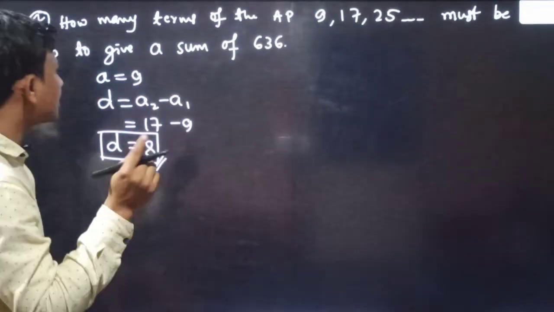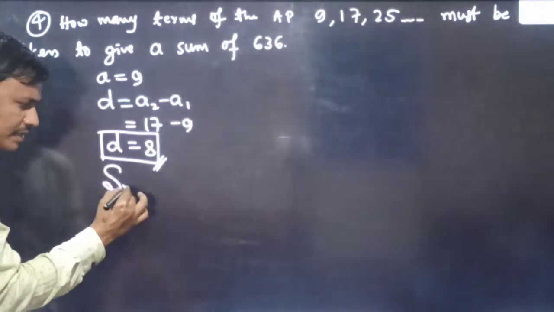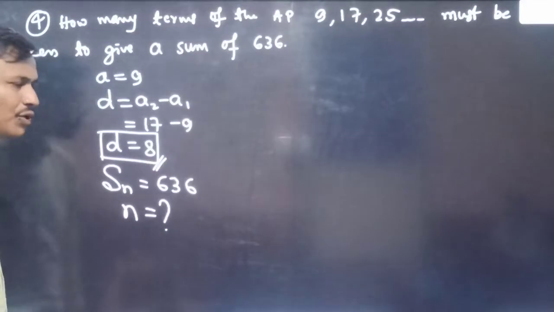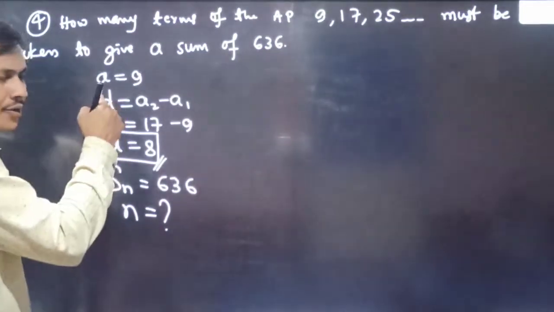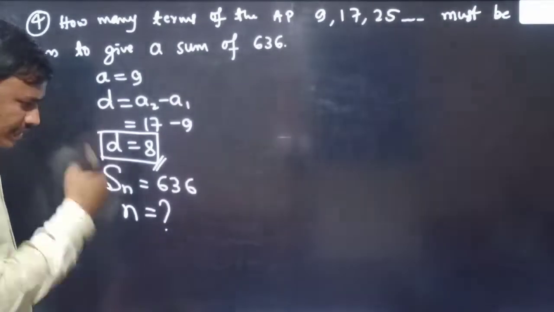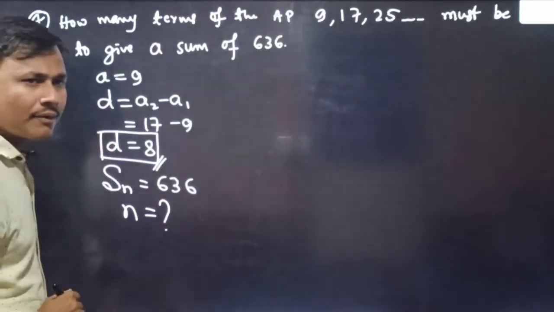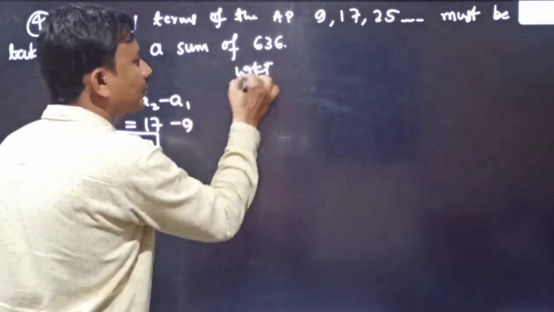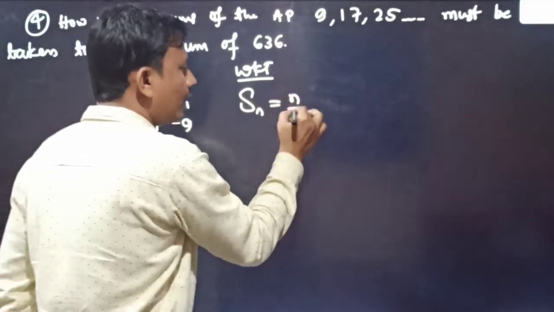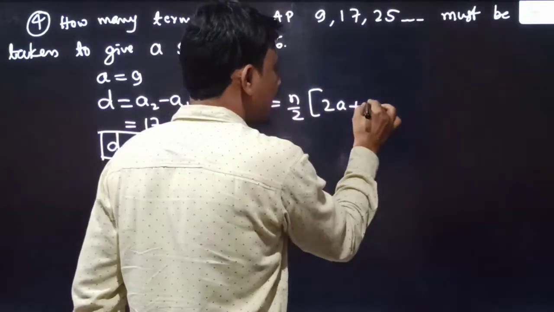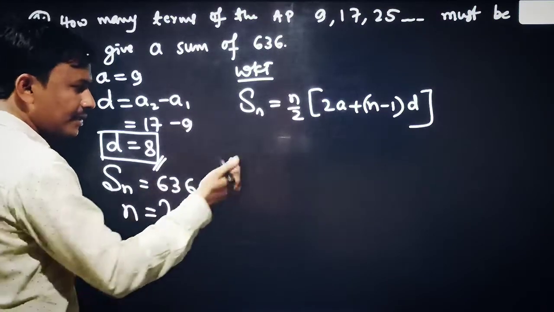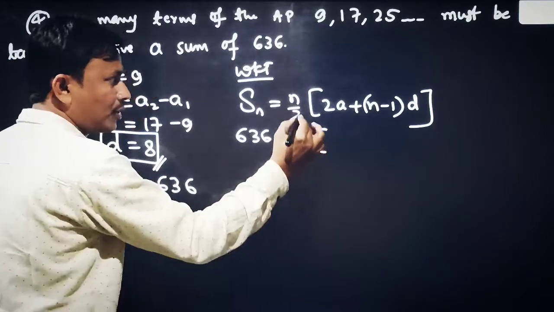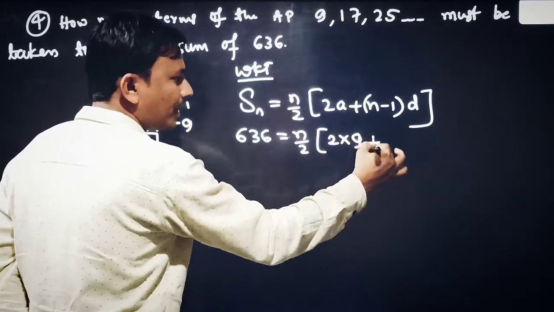Okay. How many terms of the AP 9, 17, 25 must be taken to give a sum Sn is equal to 636? How many terms is nothing but what? n is equal to, we know d value, we know Sn value. What we need? a value. What we need to find out? n. We know that Sn is equal to formula n divided by 2 in bracket 2a plus n minus 1 into d. Sn is 636 is equal to n divided by 2 in bracket 2 into what is a? 9 plus n minus 1.